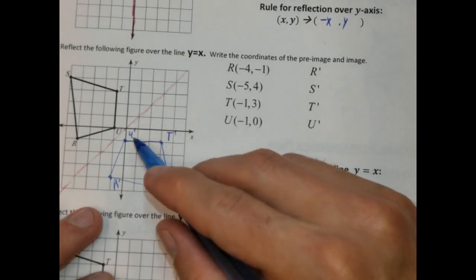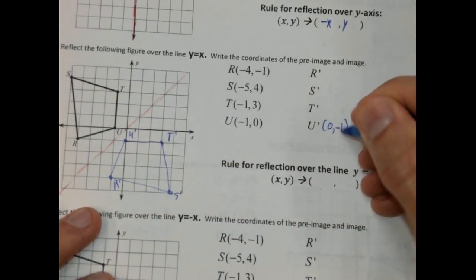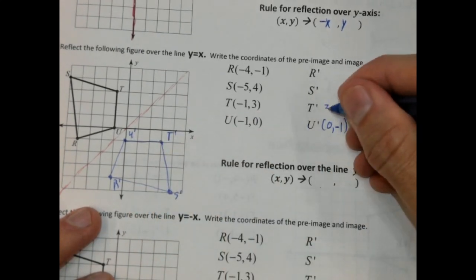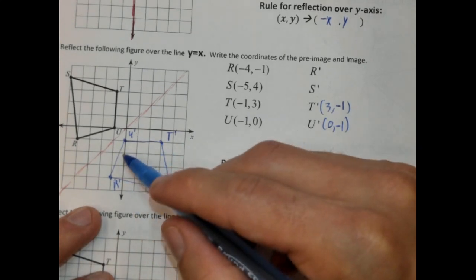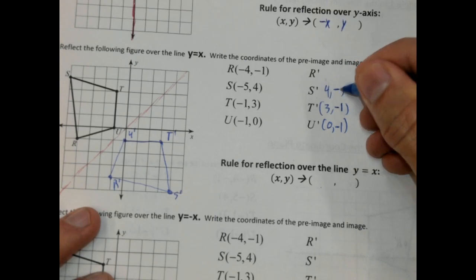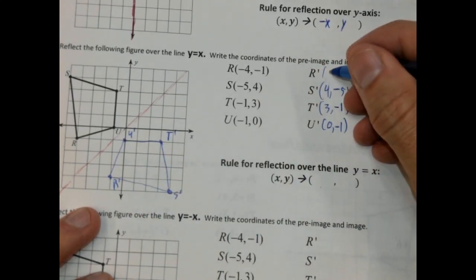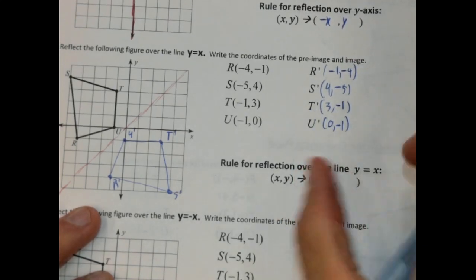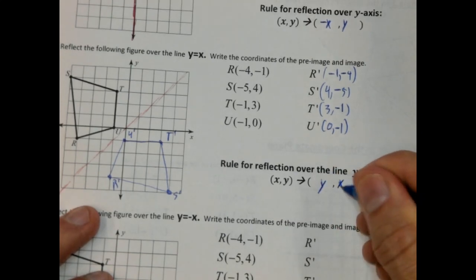All right, so let's go ahead and write the coordinates here. So U prime is going to be 0, -1. T prime is going to be, let's see, 1, 2, 3, -1. I screwed that up the other day when I was doing that one. S prime is going to be 4, -5. And R prime is going to be -1, -4. So you can actually figure out this rule because you're just changing it. The x and y just flip. So x becomes the y, y becomes the x.